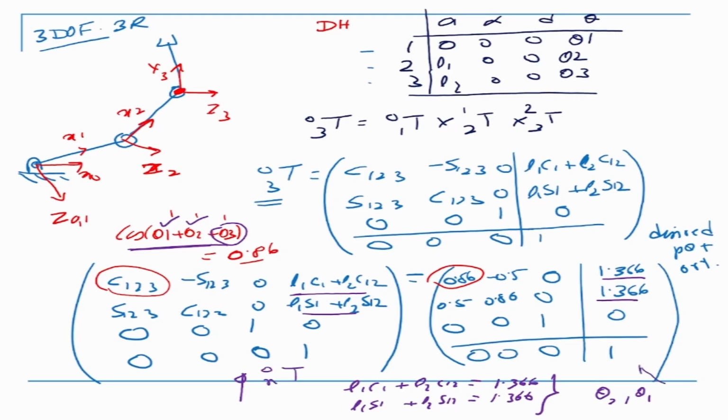This one is my desired position and orientation. This is the orientation matrix. This is the position matrix. In this case, position of what? Position of this point here. That is the position of that third frame.